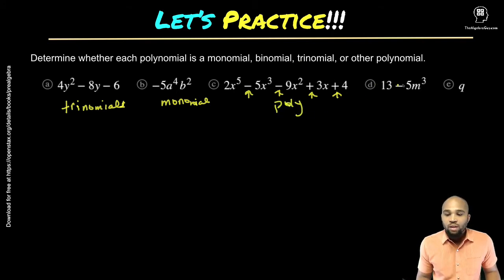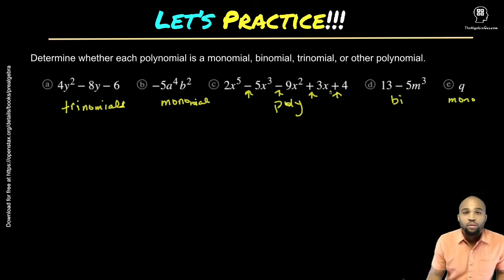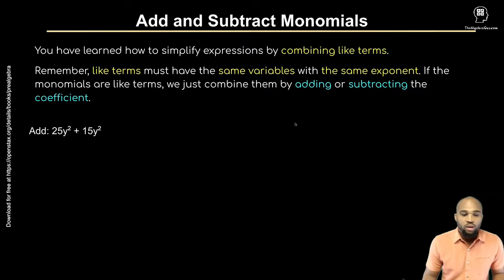And for D, we have just subtraction. So this is a binomial. And lastly here, this is a monomial. There's nothing else with that one. So hopefully you got that right. Let's move forward as we continue this.